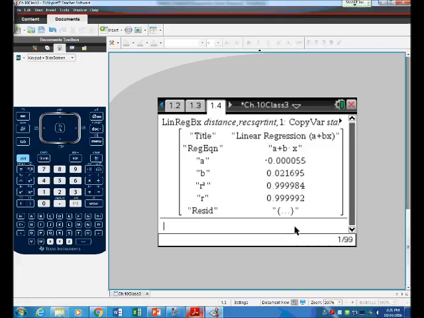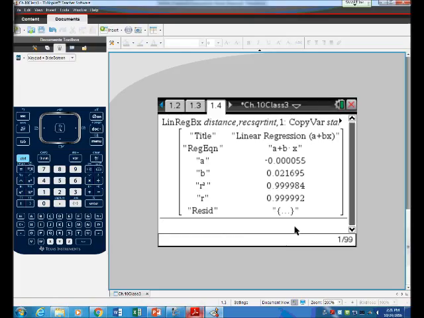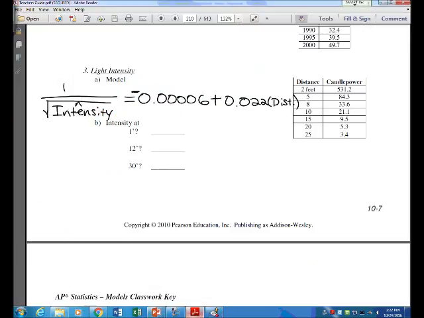Plus 0.022 times the distance. All right, make sure those numbers are right. 0.022, yes, awesome. So there we go. There's our equation for our model, so our regression model. Again, I'm not saying this is right, but this is the most useful, the most appropriate. Well, okay, if I'm going to say that, I might as well check the residuals.